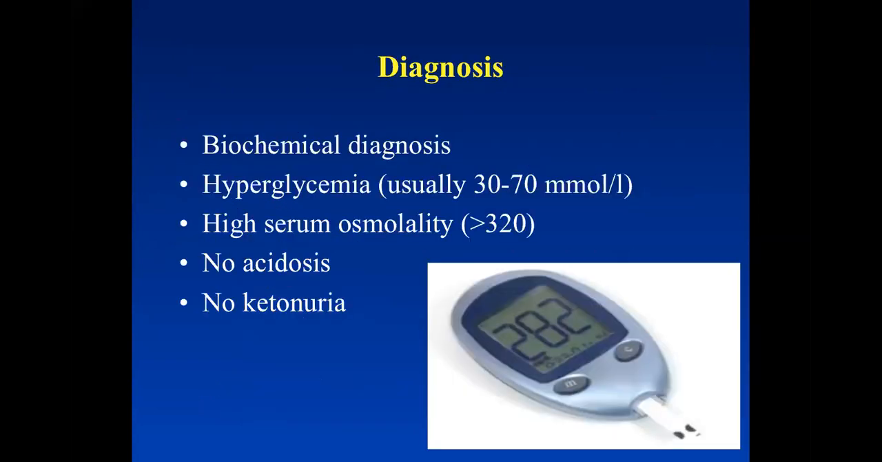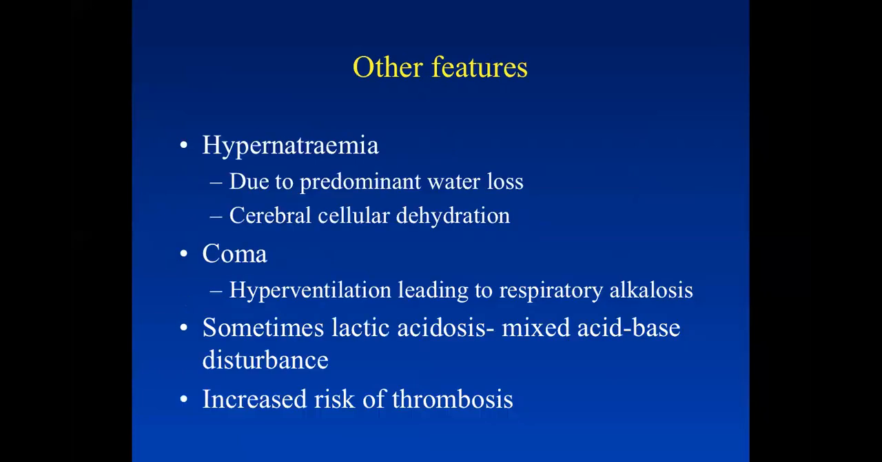Okay, so again, the diagnosis is more or less similar. It's a biochemical diagnosis. The patients have severe hyperglycemia, high serum osmolality. Usually, their serum osmolality level is much higher than in DKA, and they usually don't have acidosis or ketonuria or ketonemia. Okay, so they have very severe hyperglycemia with high osmolality.